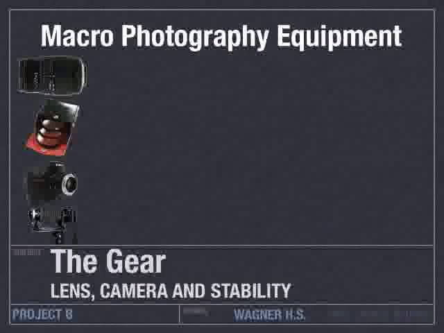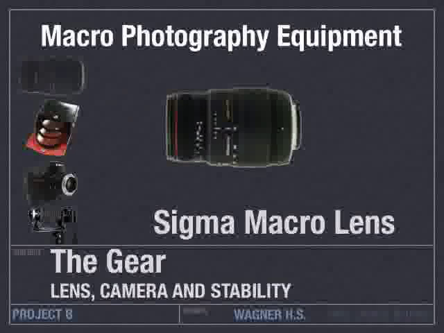So the gear that we're using in this module are 4 different methods of shooting. The first method is we're going to use a Sigma macro lens. This is a pretty cool lens. It's a 70 to 300, and anything above 200 will allow you to go into macro mode. I will show you how to use this.